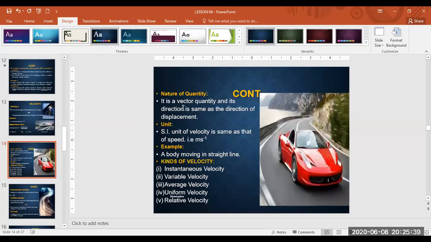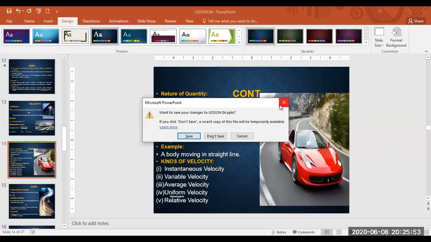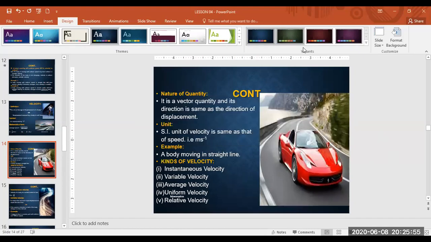In our class we have completed some of the physical quantities. We started with distance, displacement. Then we defined another term, that is speed, then velocity, then acceleration, and their types.